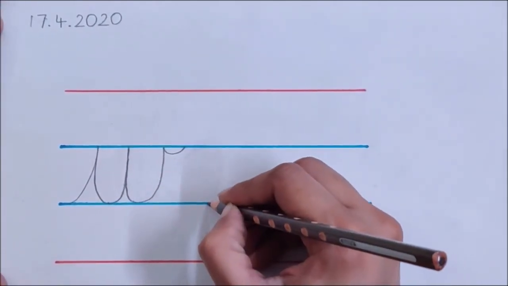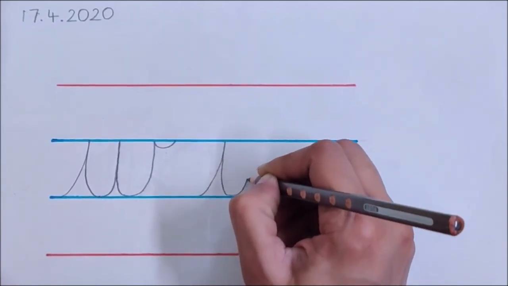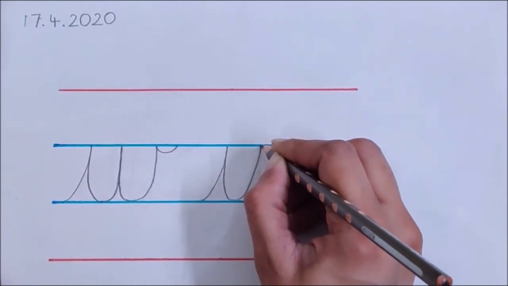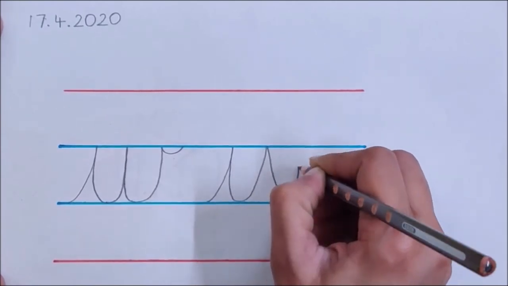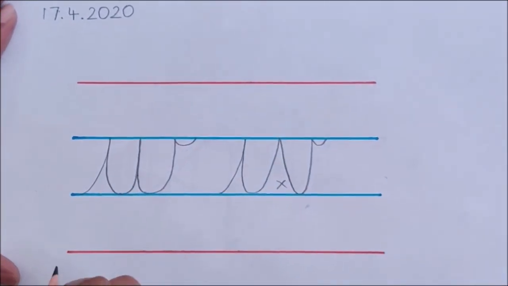Children, don't write W like this. You know what will happen if you will not come back on the same line? It will be like this. This is wrong. It has to come back on the same line.